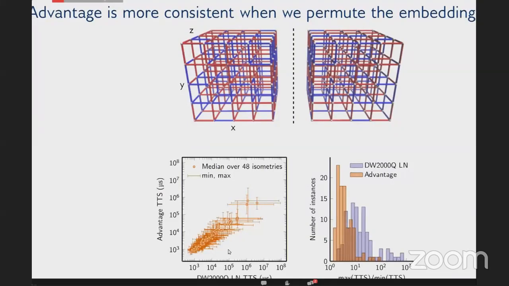This is 6 by 6 by 6 data, and we can run fully yielded lattices on both chips. And you can see that not only do we see a scaling advantage for the new processor, the Advantage processor, we see improved consistency with respect to these 48 isometries. So you see a much smaller variance. These error bars are the minimum and maximum for the 48 embeddings, essentially. And this histogram shows the ratio of the best to the worst embedding, and you can see this ratio becoming smaller for the new chip, which is the kind of consistency that we would expect from reduced embedding overhead.